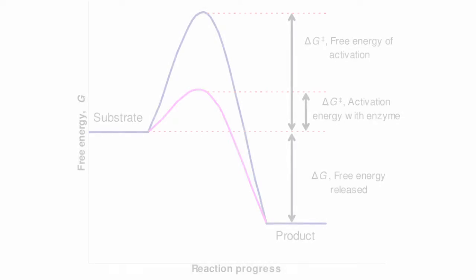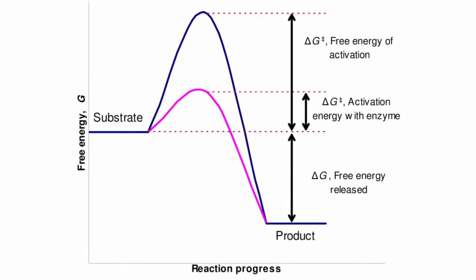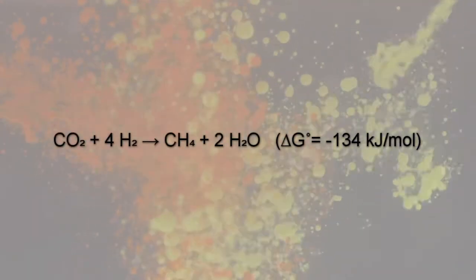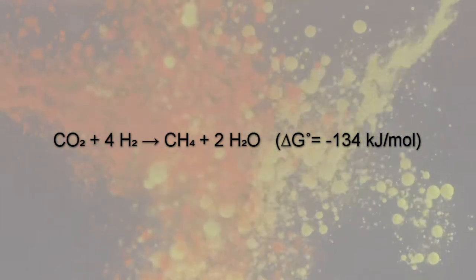My advice is not to bother worrying about them. The rate of a reaction actually depends on a quantity called the free energy of activation, which is largely unrelated to delta G. So don't worry about the rate of reaction, just focus on the delta G because it's unaffected by enzymes. So back to me showing how rubbish methanogenesis is. Under standard conditions, the delta G of methanogenesis using carbon dioxide is minus 134 kilojoules per mole.